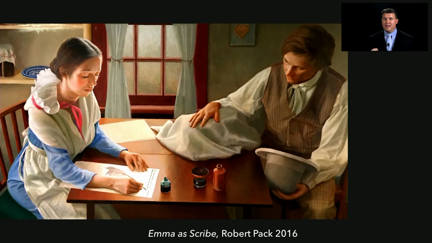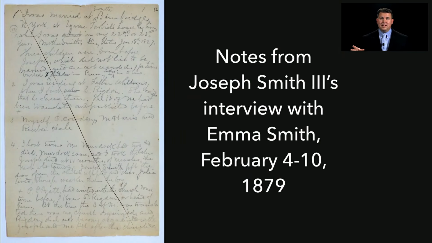But let me show you something right now that's kind of special. Emma's papers ended up with the Community of Christ, formerly known as the Reorganized Church of Jesus Christ of Latter-day Saints. They have a really nice historical collection in Independence, Missouri at their world headquarters, and one of the things that they have here are notes from an interview that Joseph Smith III, the son of Joseph and Emma Smith, carried out with Emma Smith February 4th through 10th in 1879.